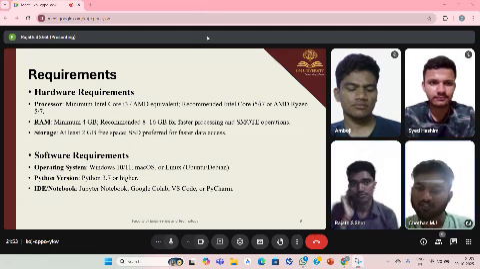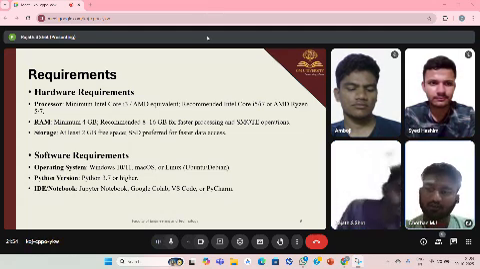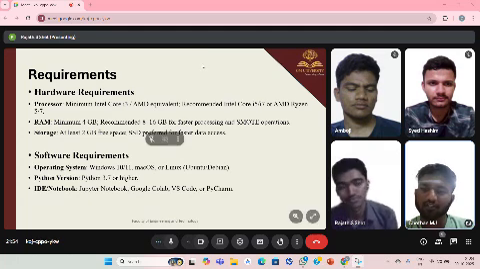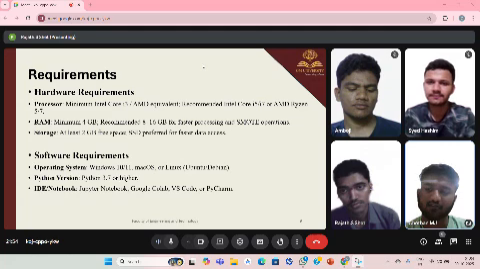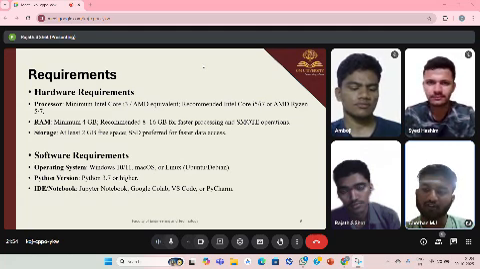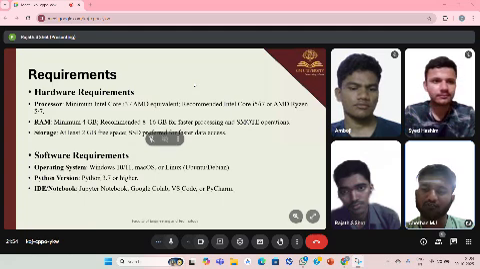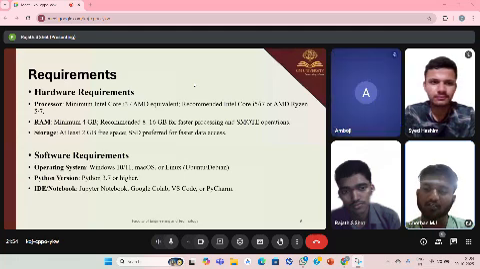Next is requirements. In that, hardware requirements. In processor, an Intel Core i3 or AMD equivalent. We recommend the Intel Core i5 or i7 or AMD Ryzen 5 or 7 for faster computation. Next is RAM. Minimum 4 GB, recommended 8 to 16 GB, especially helpful when working with large datasets or performing smooth operations. Next is storage. At least 2 GB of free space. SSD preferred, to speed up data access and processing.